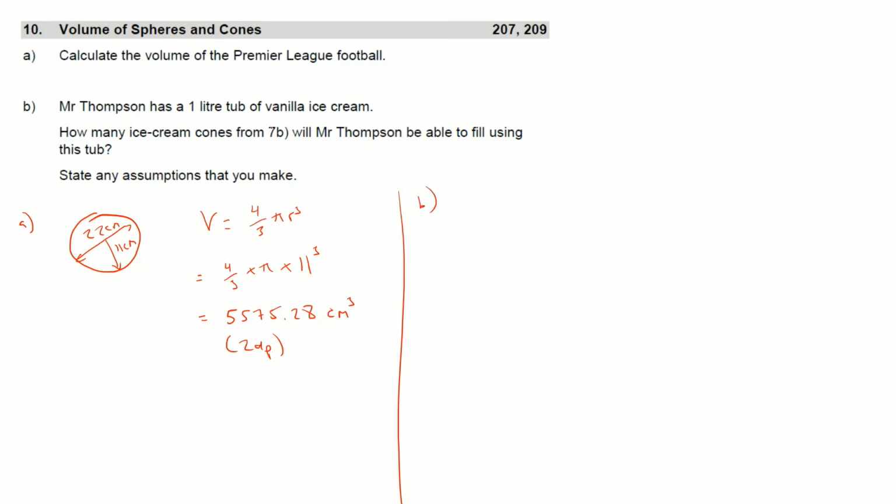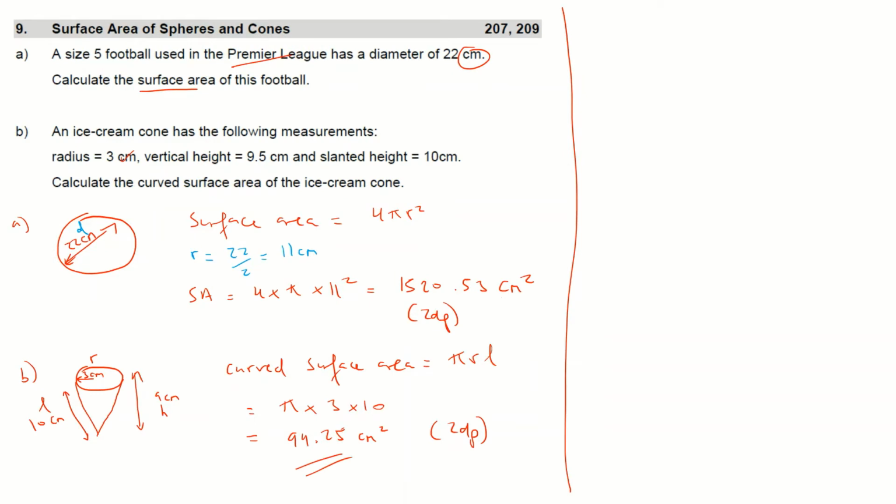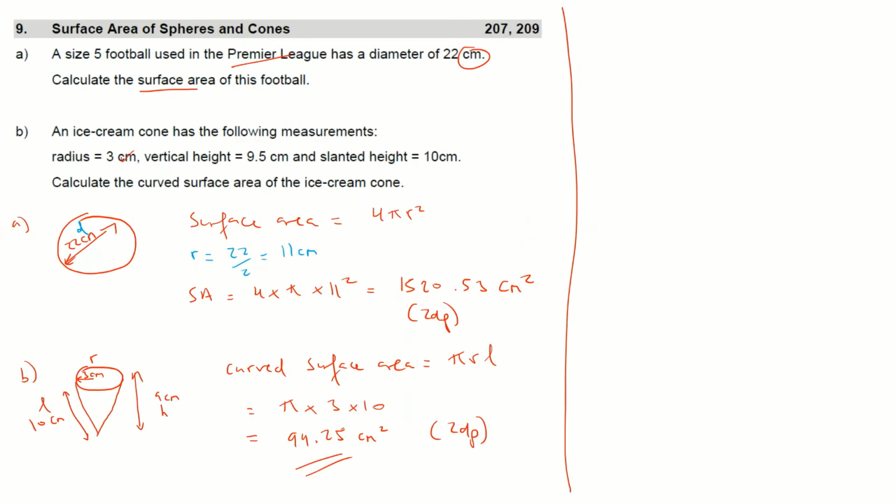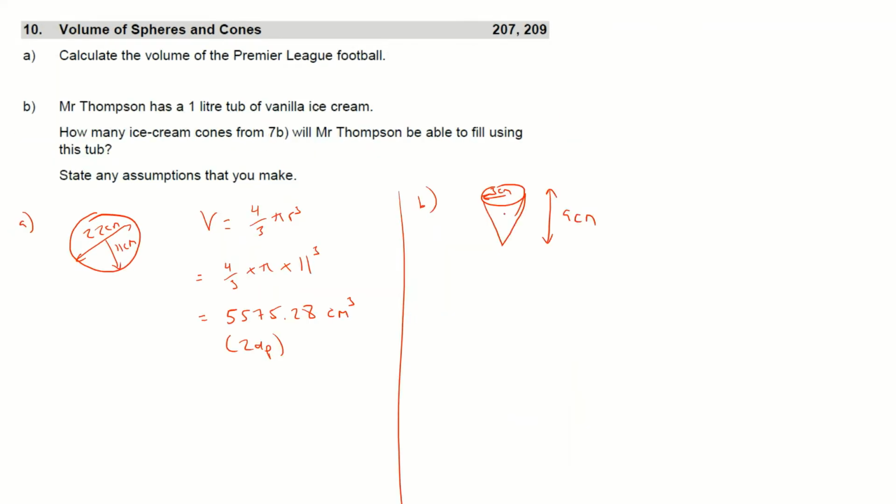Part B then, I got a 1 litre tub of ice cream. How many ice cream cones from 7B can I fill using the tub? Well, where's the cone then? There's the cone there. Let me redraw it then. This cone was like this, sorry, yep. Radius of 3 centimeters. Height of 9 centimeters, I believe. Yep, or height of 9, height of 9.5.